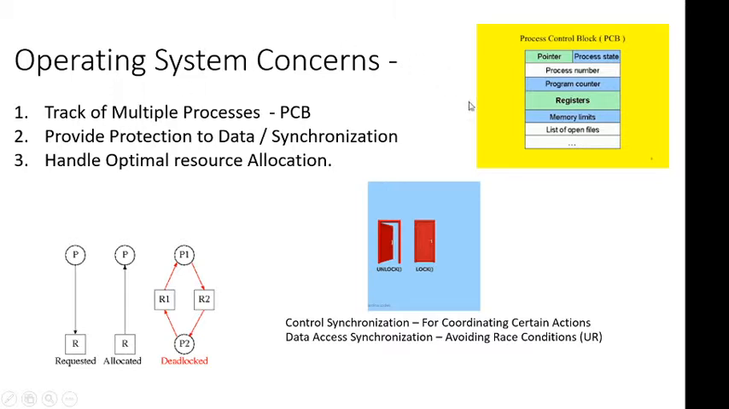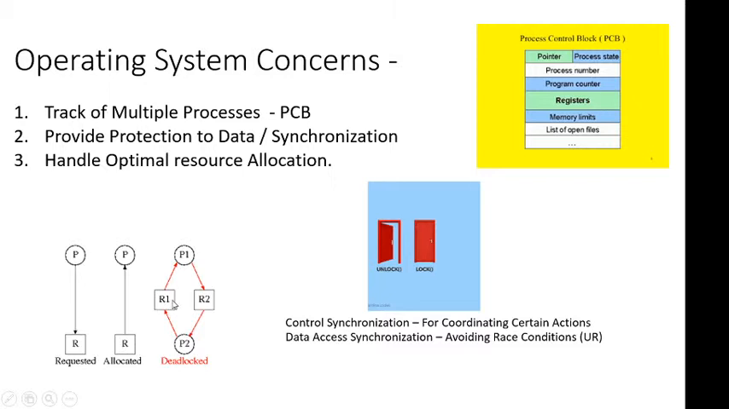So the third concern of the operating system is how to handle optimal resource allocation. So you've got very limited resources like R1 and R2, you've got only 2 resources and many processes can request for the same resource. So how do you handle them optimally, so that there is no deadlock? See, so if P is requesting R, so R must be given to P. So this is fine. But if you see this scenario, there is resource 1 and resource 2.